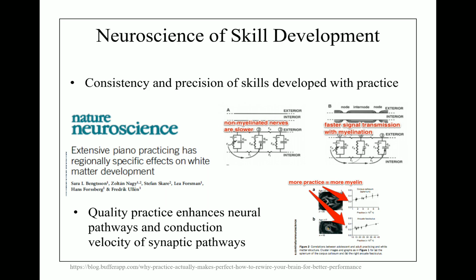Just to summarize, quality practice enhances the neural pathways and the conduction velocity, i.e., how fast the signals transmit. Yes, question? Does the more practice, more myelination affect neurons and pathways that are specific to playing the piano? Great question, and I should have said that. These are regionally specific effects. It's going to be specific to whatever skill you're practicing. Practicing the piano isn't going to help the pathways that help you swing a golf club. Practicing the piano affects the myelination of the pathways for playing the piano.